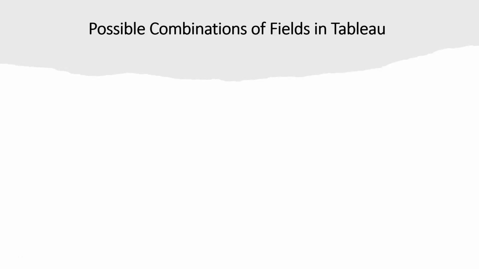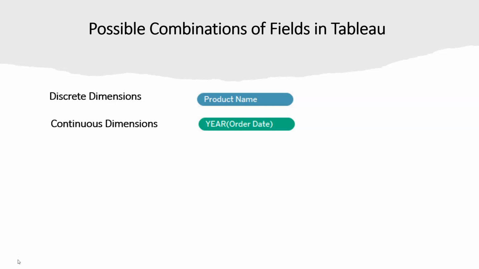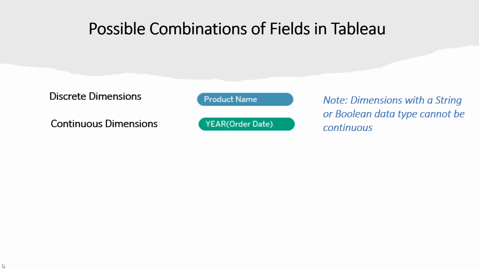Let's look at the possible combinations of fields in Tableau. We know that fields can either be dimensions or measures. When a field is a dimension, it's most likely discrete, for example, product name. But a field can also be continuous, like order date. Note that dimensions with a string or Boolean data type cannot be continuous.